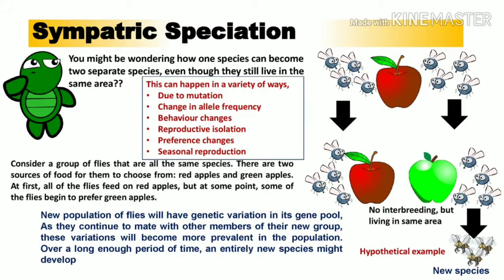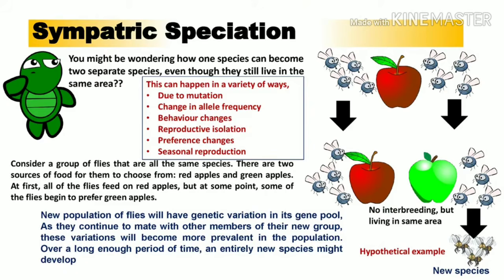Eventually, after the introduction of green color apple, some of the flies from the previous population developed an interest in feeding on green color apple. So the flies which are feeding on red color apple and the flies which are feeding on green color apple have changed their food habit because their preference changed. Now they are not that capable of interbreeding with one another.